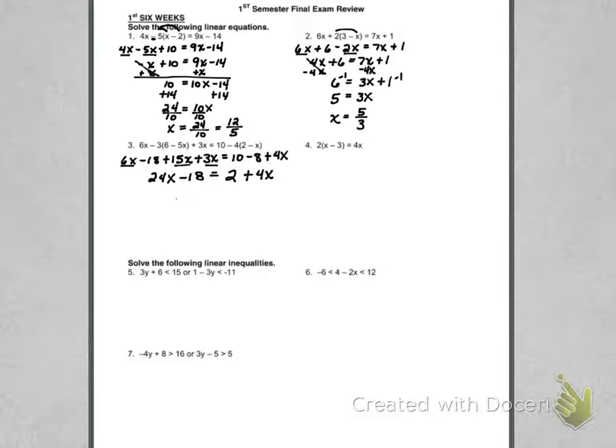Now we get all our x's on the left, so subtract 4x. I usually move them so that the x will stay positive. So that becomes 0. On the right, 24 minus 4 is 20x. Minus 18 equals 2. Then I need to add 18 to both sides. So that adds to be 0, and you have 20x equals 20. So when you divide both sides by 20, x equals 1.